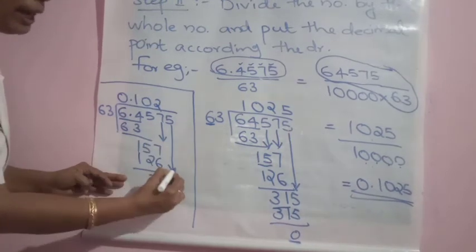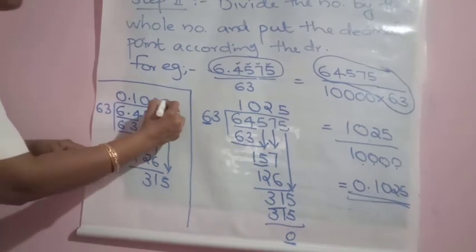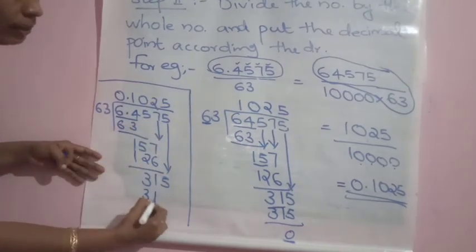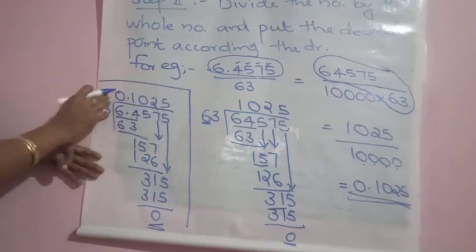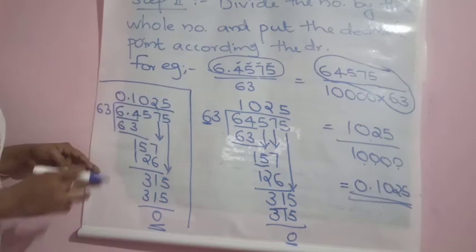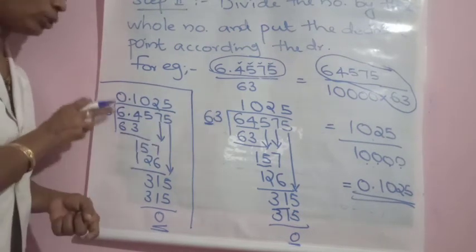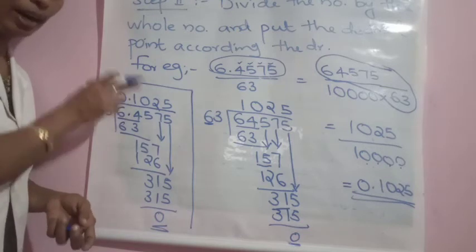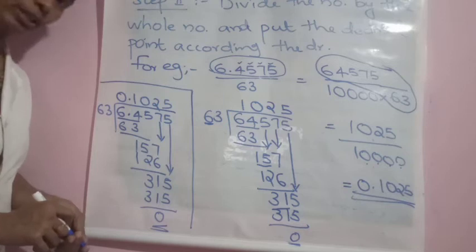31 and the balance is 5. 315. So 315, how many times possible? 5 times 315, 0. And what is our answer? 0.1025. The teacher is not compelling you. Whichever one you feel is easy, follow the same. But be careful with the decimal point while doing this division method. Okay, let us move to the second question.